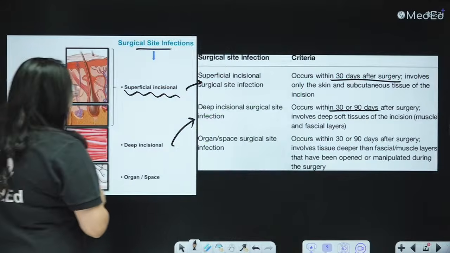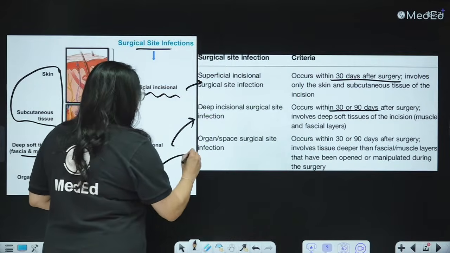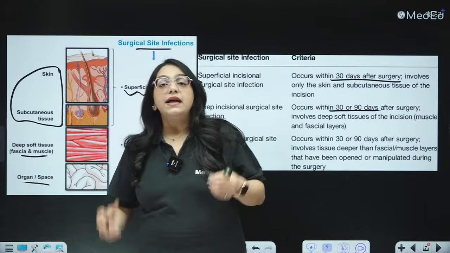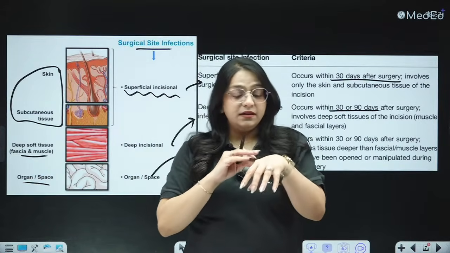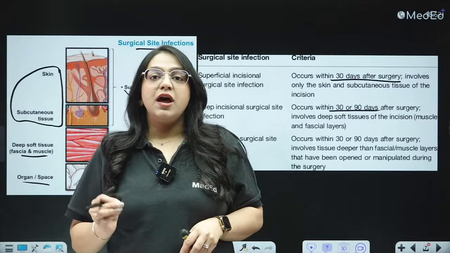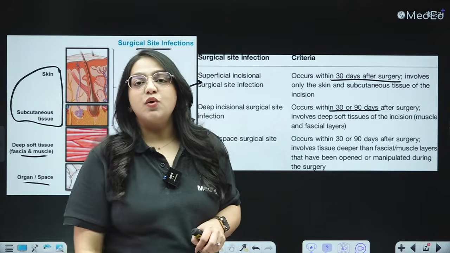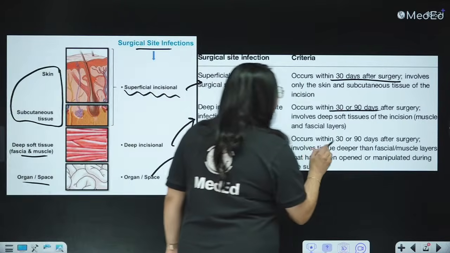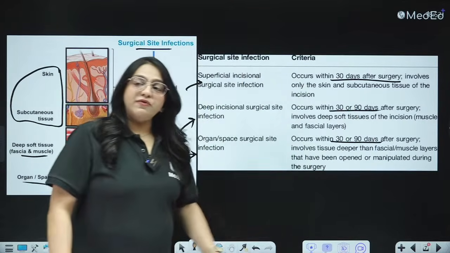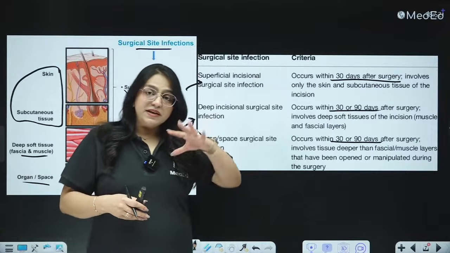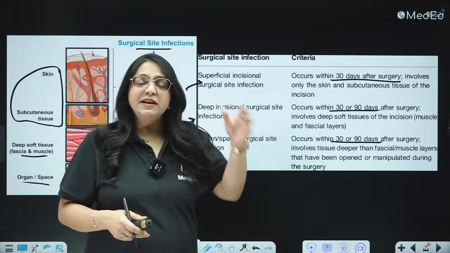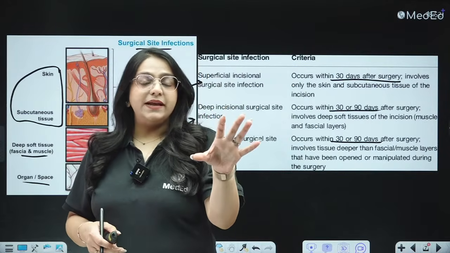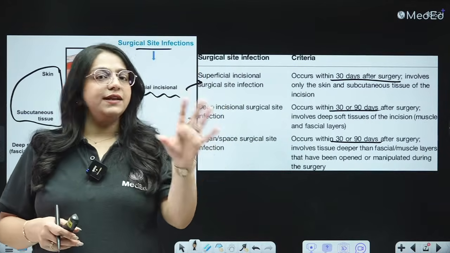Then second, the third is organ space. That is, we have gone deeper now. Now we have gone to the level of the organs. Organ space, bone involvement. When any of such thing happens, we call that organ space SSI. What is that? That is also 30 to 90 days after surgery. So after you have done the surgery, within the first month, if any infection happens in the skin and subcutaneous plane, it can be called an SSI. After that, it is not an SSI.